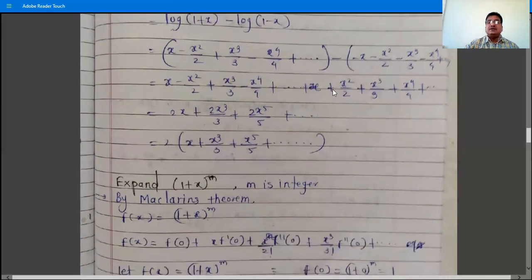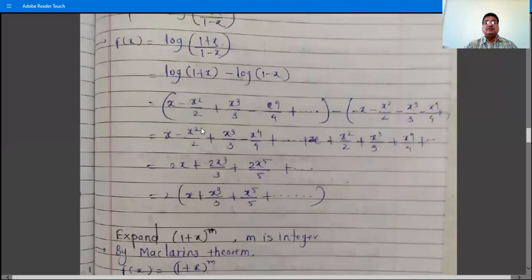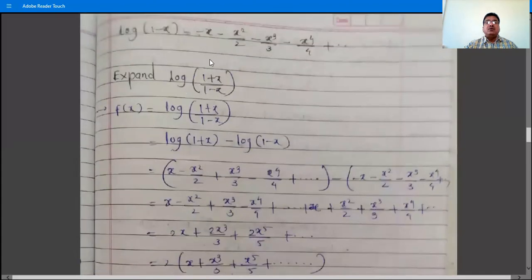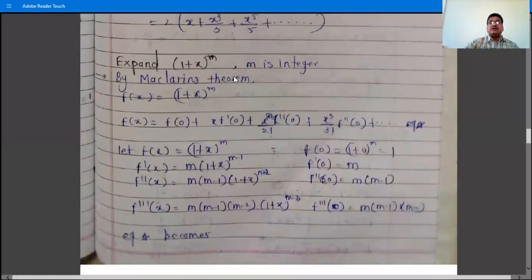And then x plus x becomes 2x. And x²/2 minus x²/2 becomes 0. Then x³/3 and x³/3, the addition is 2 times x³/3. Similarly, -x⁴/4 and +x⁴/4 become 0. The next term is obviously +x⁵/5, and here +x⁵/5 becomes 2x⁵/5, and so on. So if we take 2 as common, then this is the expansion of log((1+x)/(1-x)).